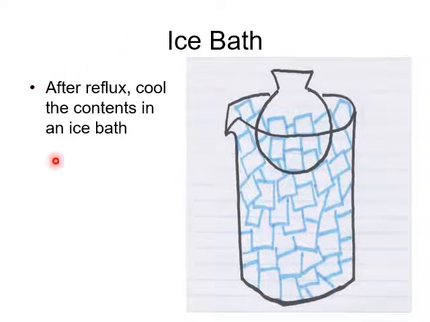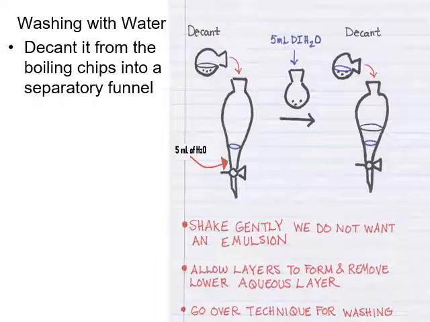After reflux, you cool the contents in an ice bath because you have acid, and then you wash with water. You decant it from the boiling chips into a separatory funnel. You're going to perform the extraction. You have water. You could add it previously or add it afterwards. And you shake gently because you don't want an emulsion.